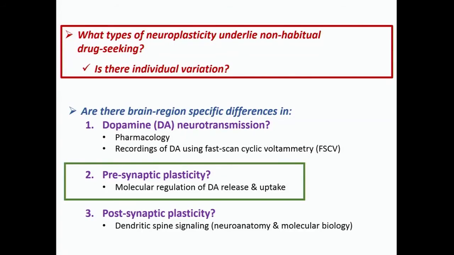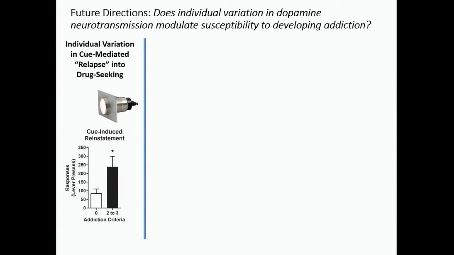So another question you might ask is, is there any sort of machinery or mechanism by which that dopamine release is regulated differently in these rats that are motivated by cues versus rats that are not so motivated by cues? And so again, let's just remind you that there's a lot of individual variation in this relapse.